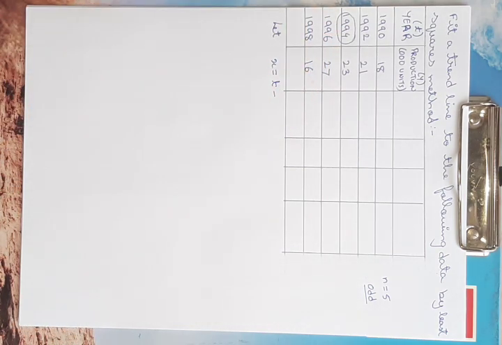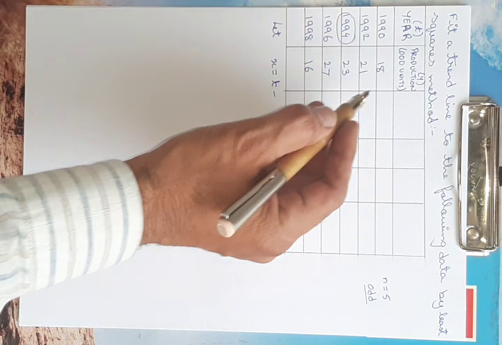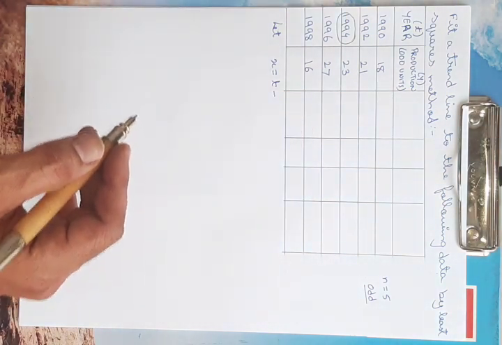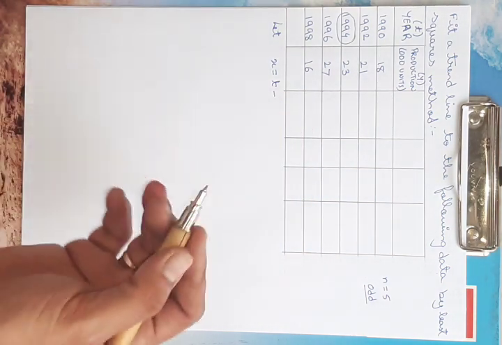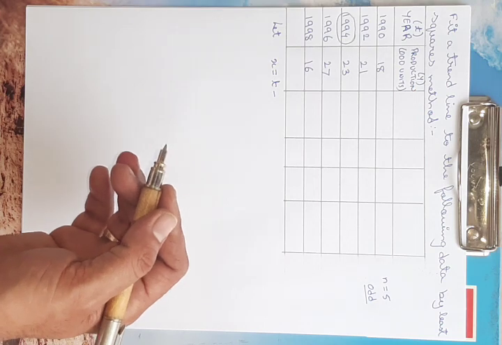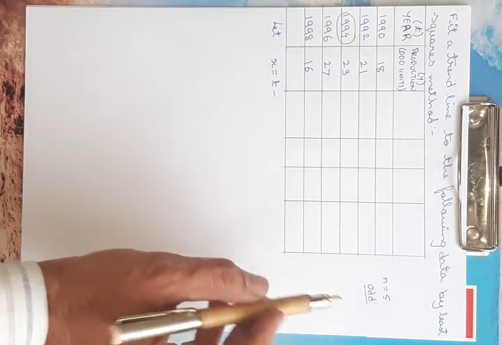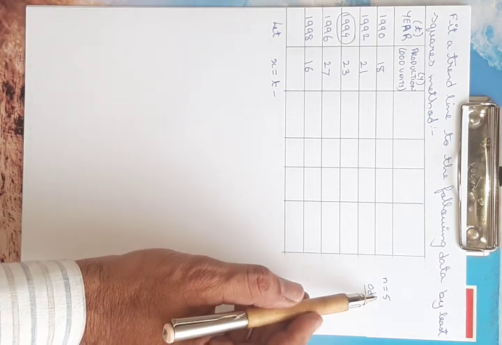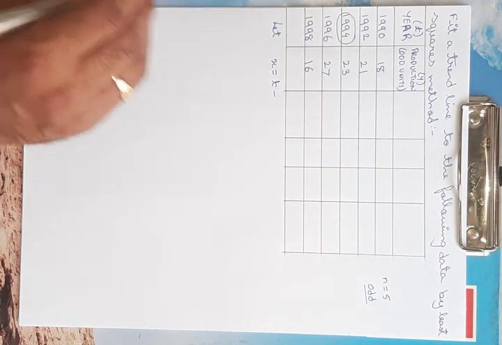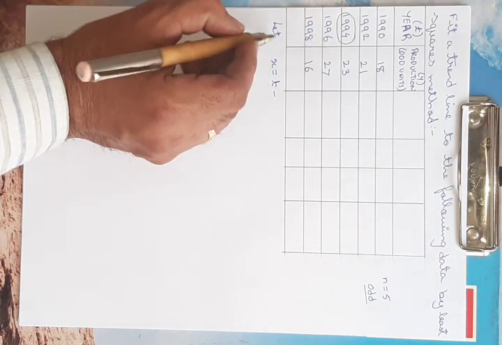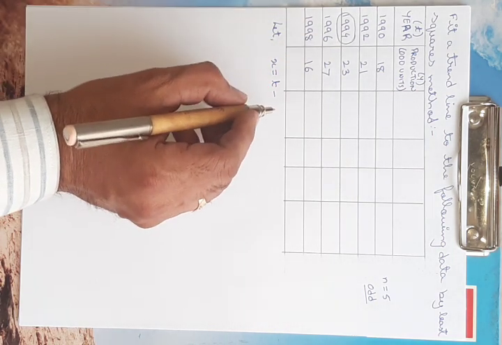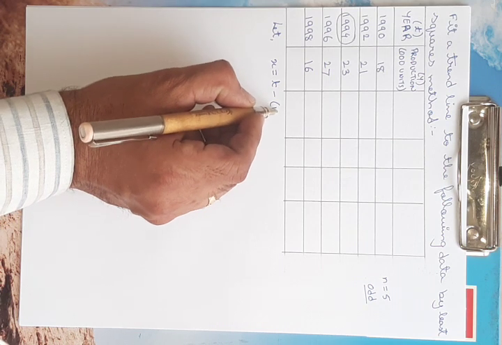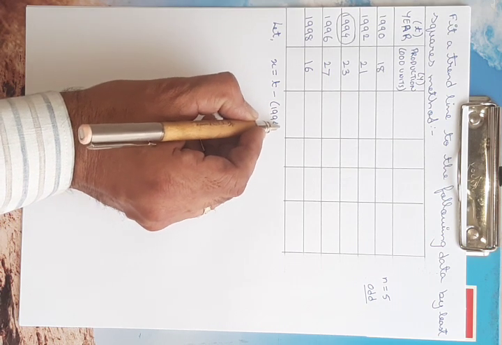Friends, when the number of observations is even, how we are going to calculate, let us see in the next problem. But in this problem there is an odd number, so we have considered the point of origin as 1994. So let us assume that x is equal to t minus 1994, t minus the middle value, that is 1994.